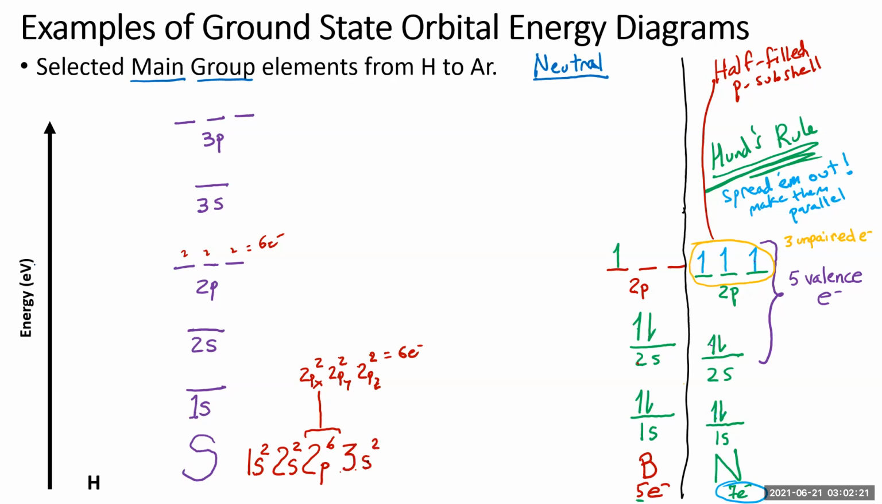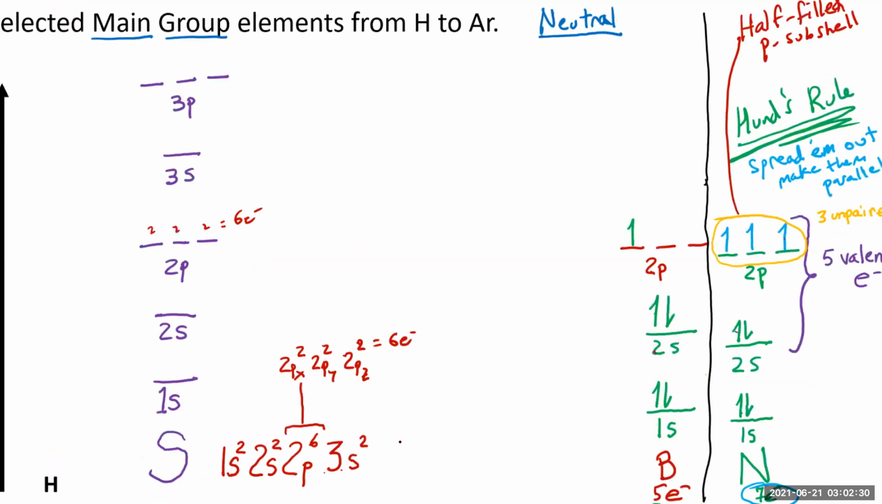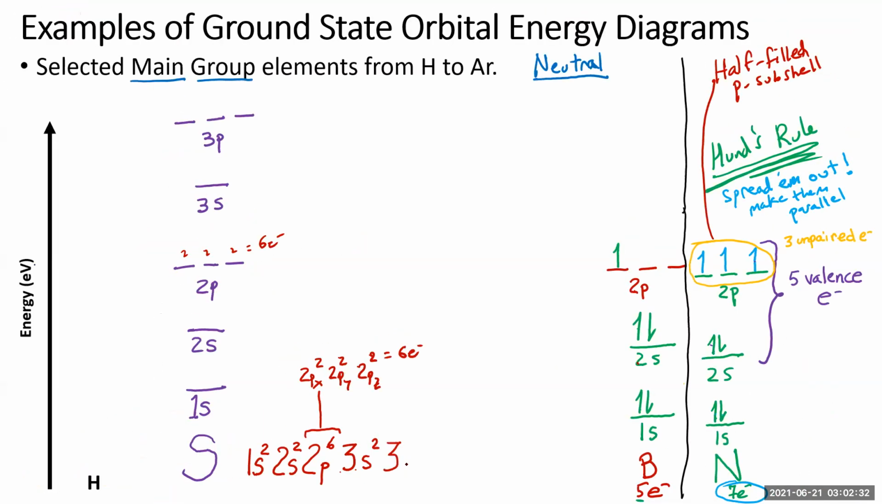3s2, 2 electrons in a 3s orbital, energy level 3, s-type orbital. And then finally, we have 3p. Now, sulfur has 4 electrons. Just count from the very beginning of the p block, and you'll see that it's 4.